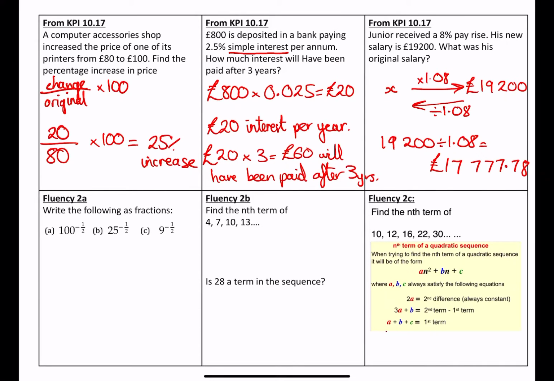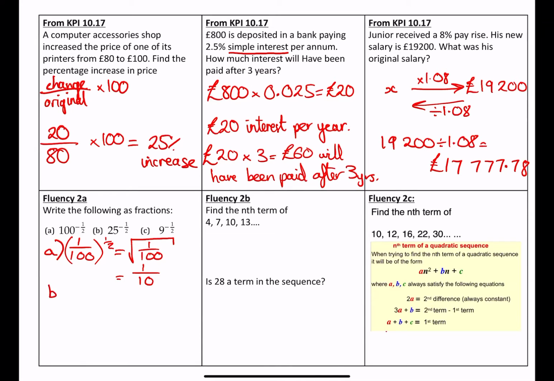Looking at fluency 2A, hopefully you've already green penned the top row. So we're writing the following numbers as fractions. So 100 to the power of minus a half. Well, think back to your index laws. If it's to the power of a minus, that means you do the reciprocal, so you flip it. So that's like doing 1 over 100, but all of that is to the power of a half. You've got to then think, what does to the power of a half mean? To the power of a half means you need to square root it. So you're actually doing the square root of 1 over 100. Well, the square root of 1 is just 1. The square root of 100 is 10, so your answer is 1/10.